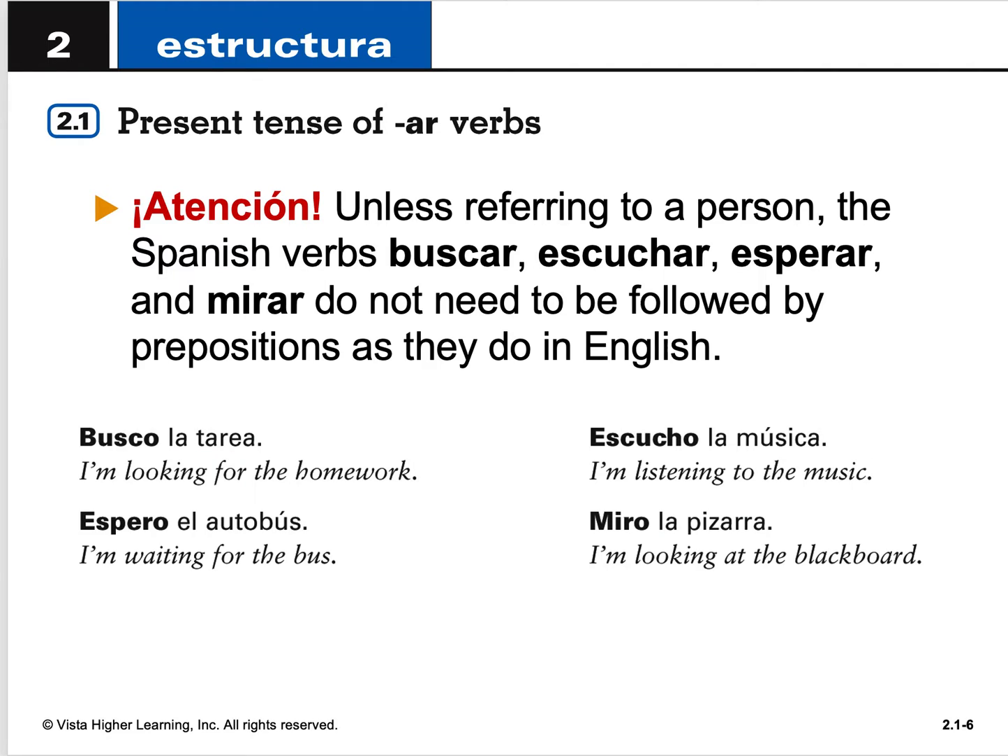There are some specific verbs, buscar, escuchar, esperar, and mirar, that do not need to be followed by prepositions like in English, unless you're referring to a person. So busco la tarea is I'm looking for the homework. The word busco communicates I'm looking for. But in English, I have to actually put that for as a separate word. Busco is implying that because it's to look for. Espero, same thing. I'm waiting for is how espero would be translated. So unless it's going to be a person, then I don't need to add that extra word. If it is a person, then I would need to add it.